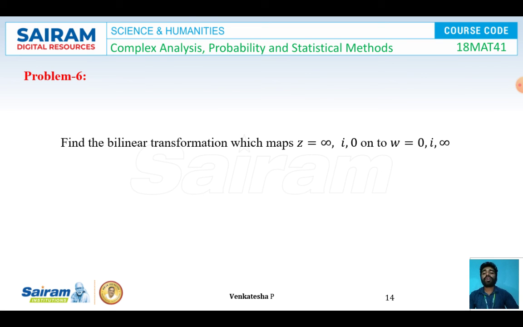Problem number 6. Find the bilinear transformation which maps the points z is equal to infinity, i, 0 onto w is equal to 0, i, infinity. So in this problem I am taking z1 is equal to infinity, z2 is equal to i and z3 is equal to 0, taking w1 as 0, w2 as i, w3 as infinity.